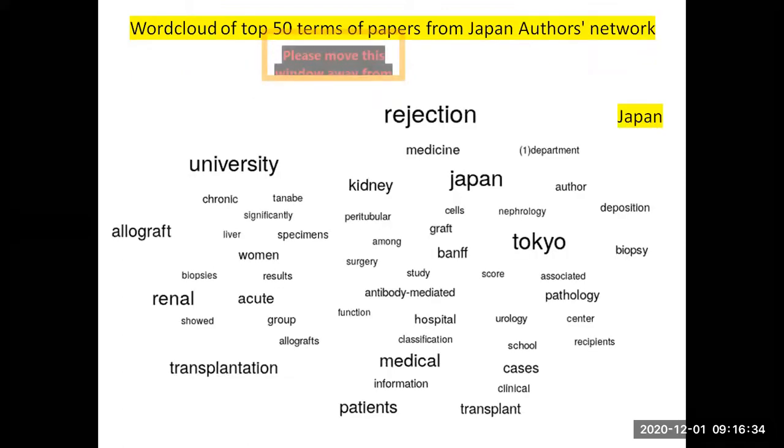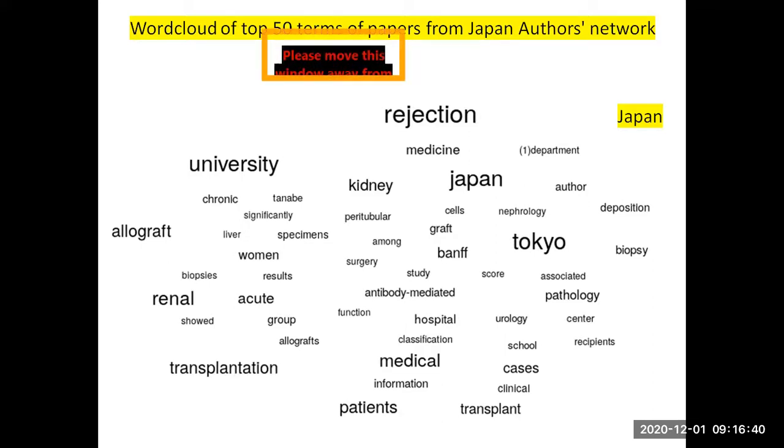Now let's look at the Japan network. In the Japan authors network, naturally Tokyo comes in the dominant position now, because that's where the research has been going on. The dominance is again there with respect to rejection, that is the rejection of transplants, and that has been the focus of the research.